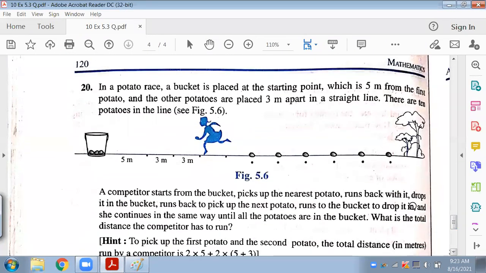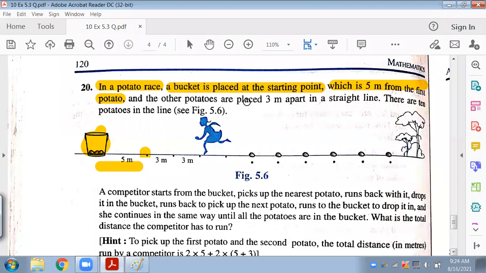Okay, the question is question number 20. In a potato race, a basket is placed at the starting point. So we have a basket at the starting point, which is 5 meters from the first potato. Now the basket is at a distance of 5 meters from the first potato. First potato is here. The basket is at a distance of 5 meters from it.